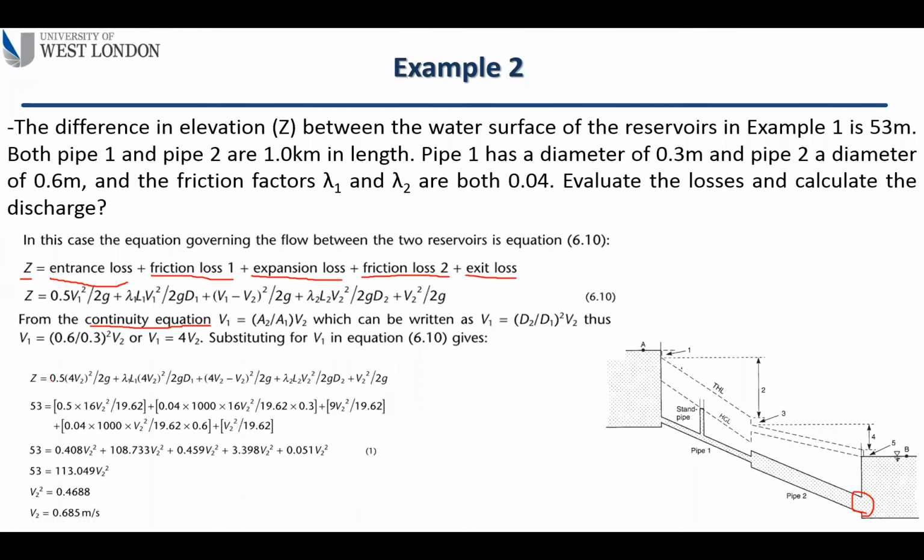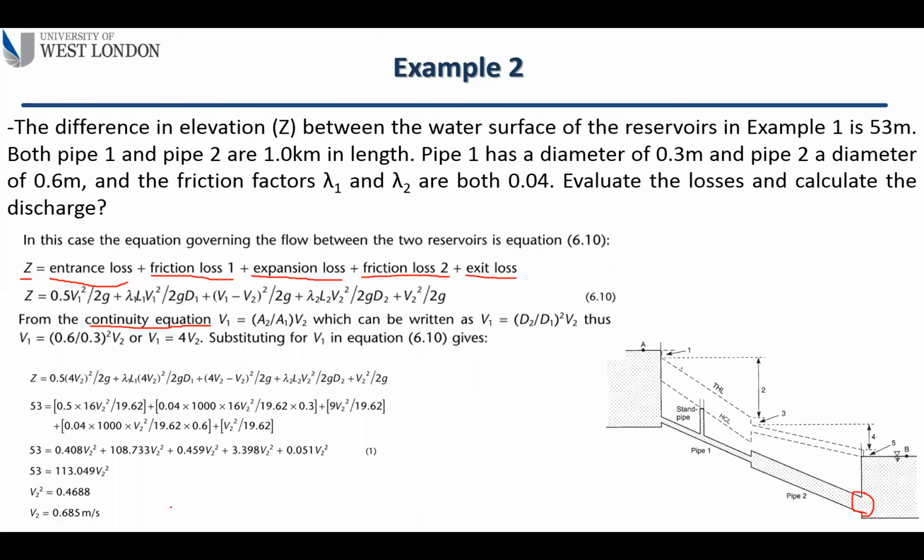So let's see. We're going to put everything here, and the only unknown variable is V2, because we can substitute V1 with 4 times V2. On the left hand side we have 53, and on the right hand side we have 5 terms, and if we sum up all the 5 terms, it equals 113.049 V2 squared. V2 squared is equal to 0.4688, and if we take the square root of both sides, V2 is equal to 0.685 meters per second.